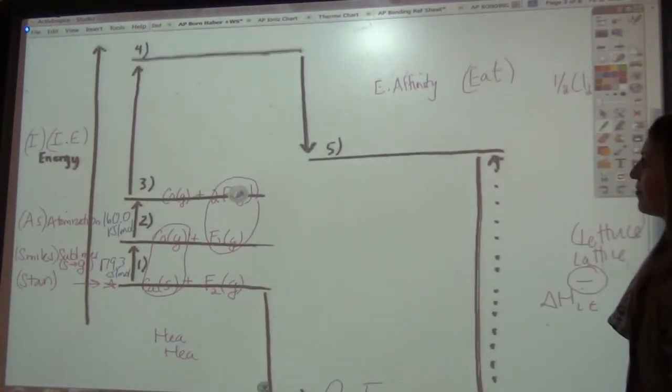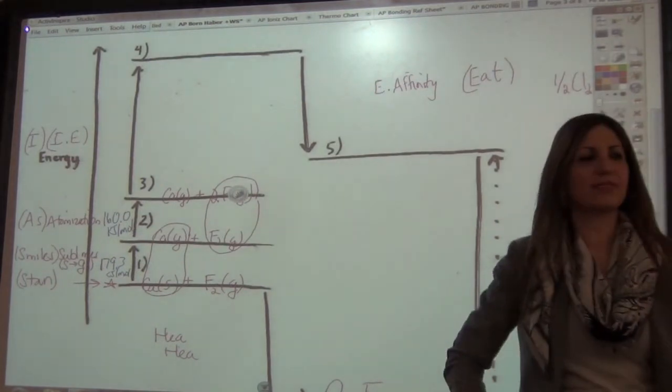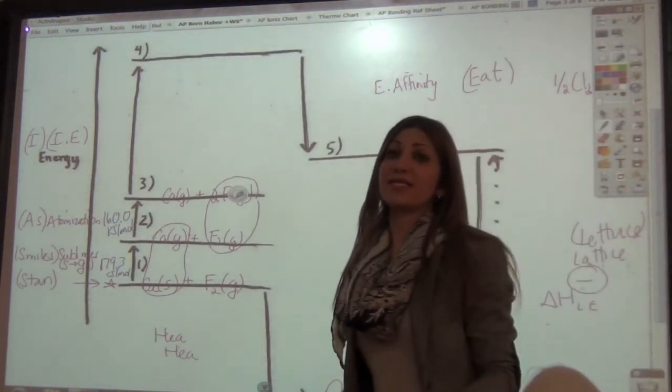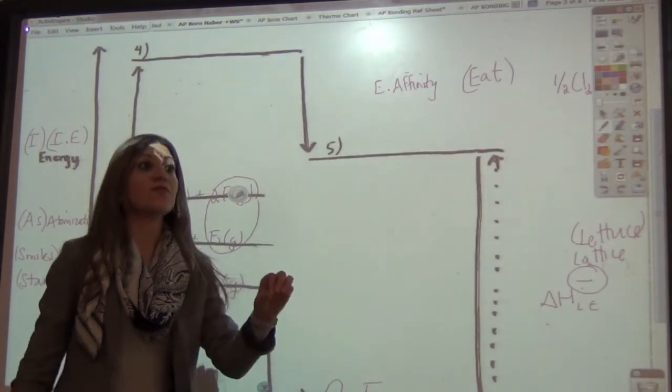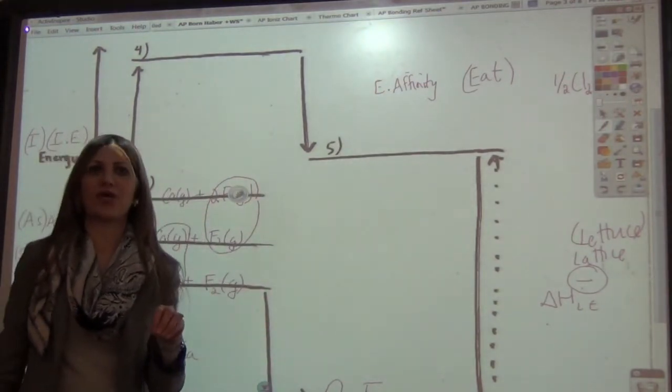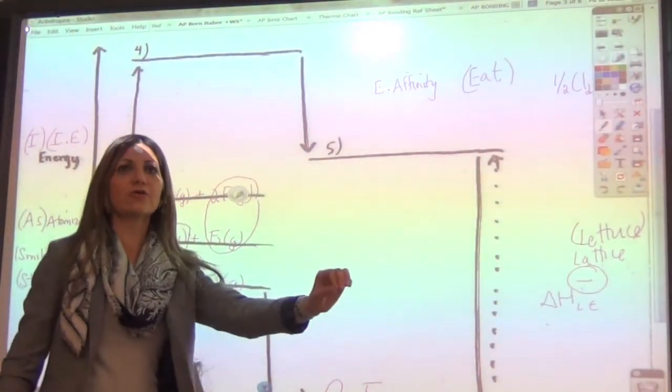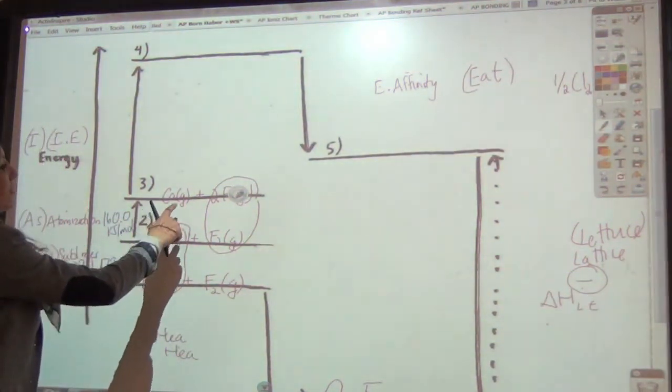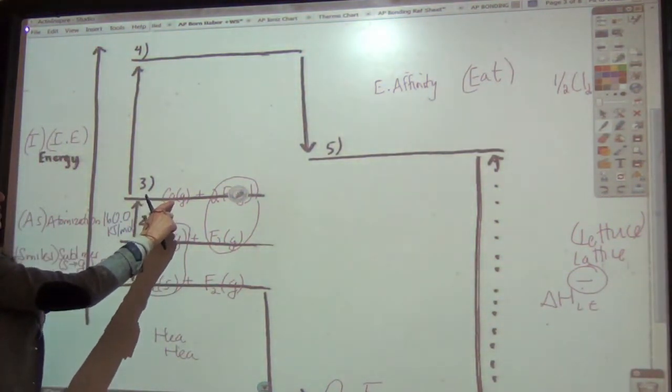Okay, what do I do next? After I atomize, now what happens? What happens in ionization? Take an electron away. Remove the electron. Who loses the electron? The metals. The metals are going to lose. Remember, the non-metals are going to gain. So now I've got my metal losing the electrons.